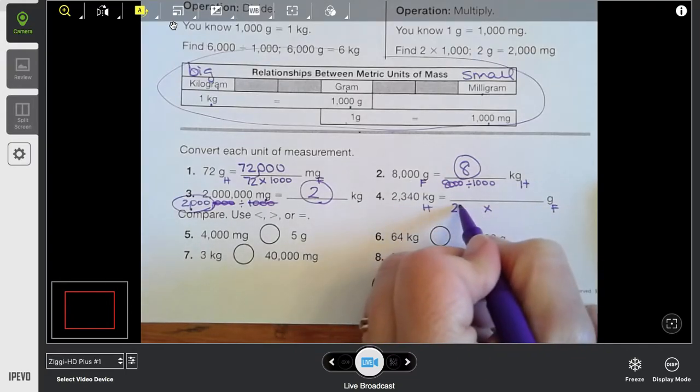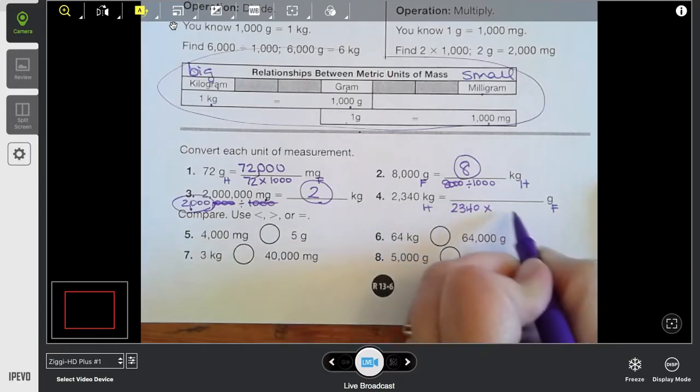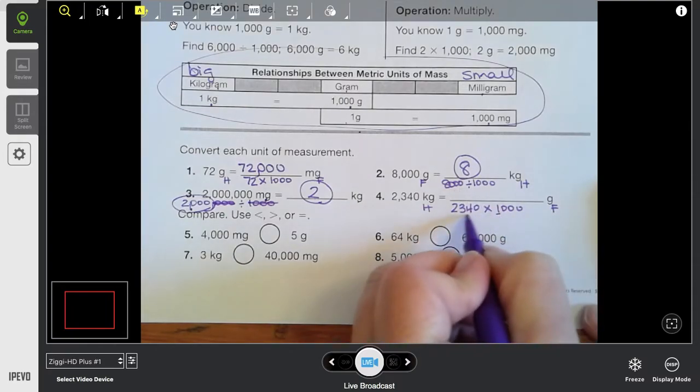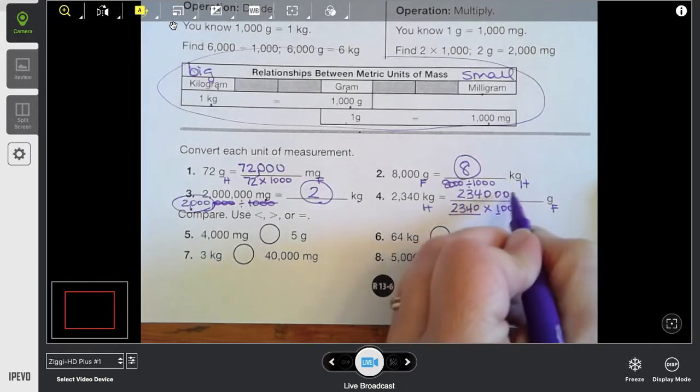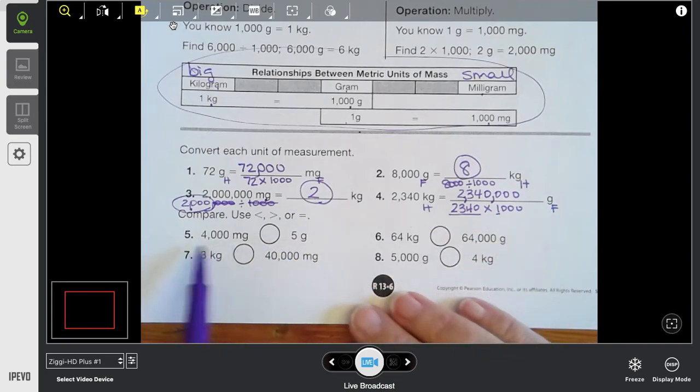Kilograms to grams, I'm going horse to fly, multiply. I'm taking 2,340 kilograms and I'm multiplying it by how many grams in a kilogram? 1,000. So I'm going to do my shortcut, 1 times this number, and then I'm going to annex those 3 zeros on the end. 2,340,000 grams.